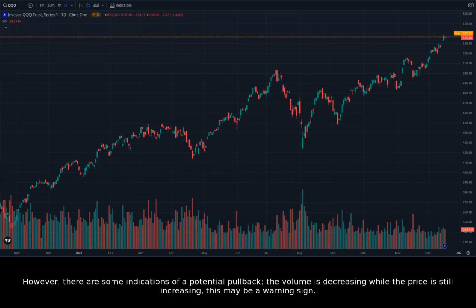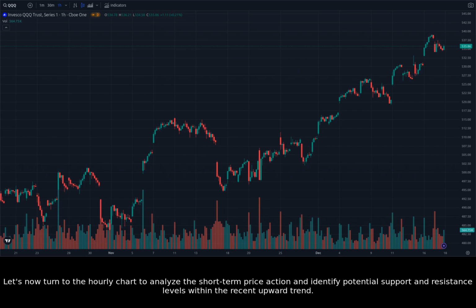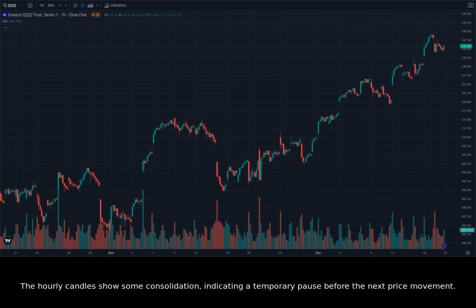However, there are some indications of a potential pullback. The volume is decreasing while the price is still increasing. This may be a warning sign. Let's now turn to the hourly chart to analyze the short-term price action and identify potential support and resistance levels within the recent upward trend. The hourly candles show some consolidation, indicating a temporary pause before the next price movement.